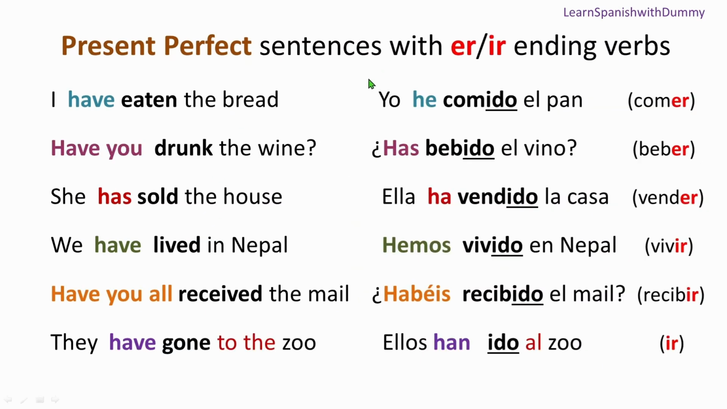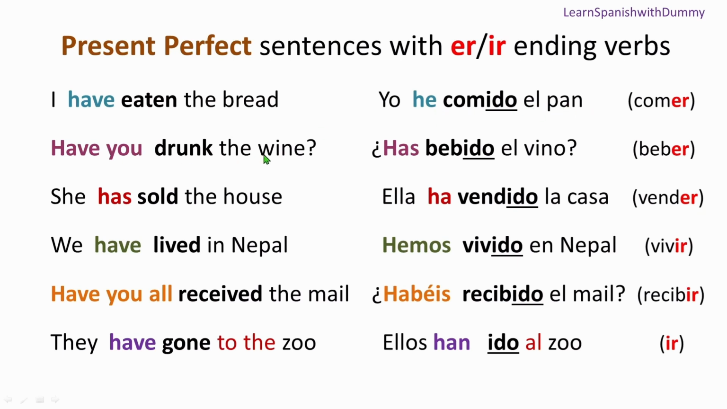Alright, now we're going to make sentences with the er and ir ending verbs. Okay, so if you want to say I have eaten the bread, then you say yo he comido el pan. Yo he is I have, comido is eaten. How do we make it eaten? Comer is to eat, and what was the rule for the er and ir verbs? We replaced the er with ido, right? That's what I did. I replaced it with ido. Comido, eaten. Yo he comido, I have eaten, and el pan is the bread.